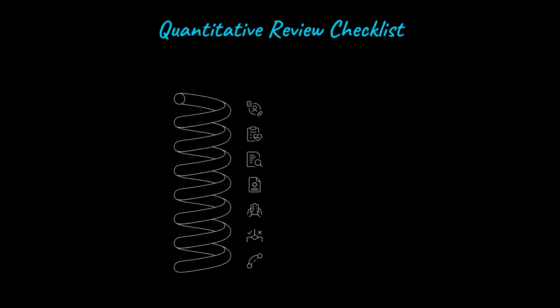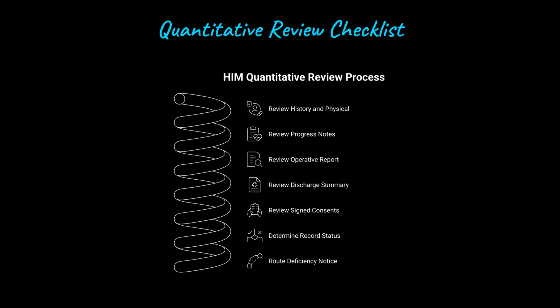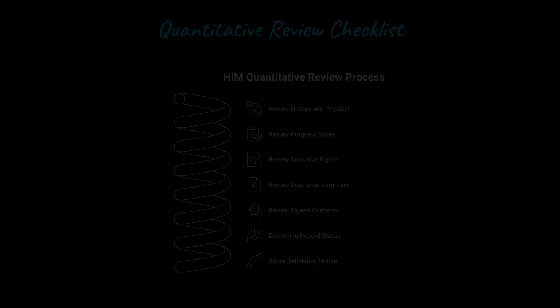In quantitative review, a HIM professional works through each discharge record and verifies that required documents are present. A history and physical, daily progress notes, operative reports, discharge summary, and signed consents are each checked. Any missing document triggers a deficiency notice routed to the responsible provider for correction.